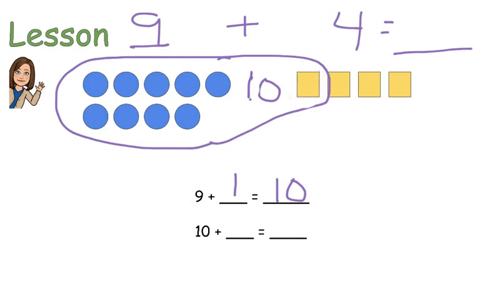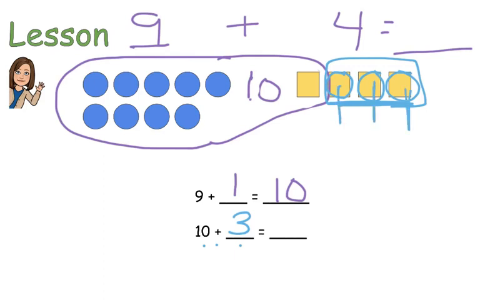Now we need to finish adding the rest of the shapes. So we're going to bring the 10 down and now we're going to also include these squares here that are not being used to make the group of 10. So these are like the leftovers. So we have 1, 2, 3. So now we have the equation 10 plus 3, which is an easier problem to solve. 10, 11, 12, 13. So our answer is 13.